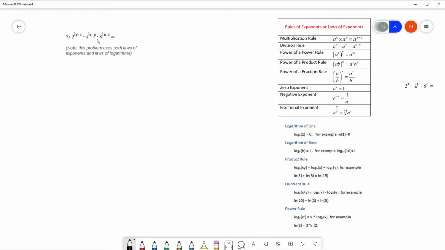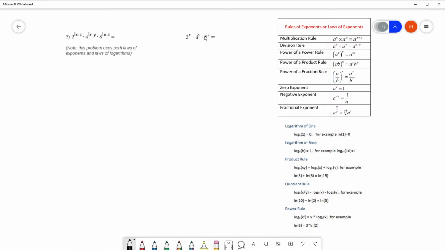Now, something that's interesting is that this problem here is going to use both the laws of exponents and the laws of logarithms. And something else that's interesting about this problem is that it looks extremely similar to this one here, 2 to the x times 4 to the y times 8 to the z. This was from slide 3, problem number 3, I believe. So if you could do this problem from slide 3, problem 3, then you can do this problem here definitely, all right? It's just going to involve a little bit of log rules as an additional step.